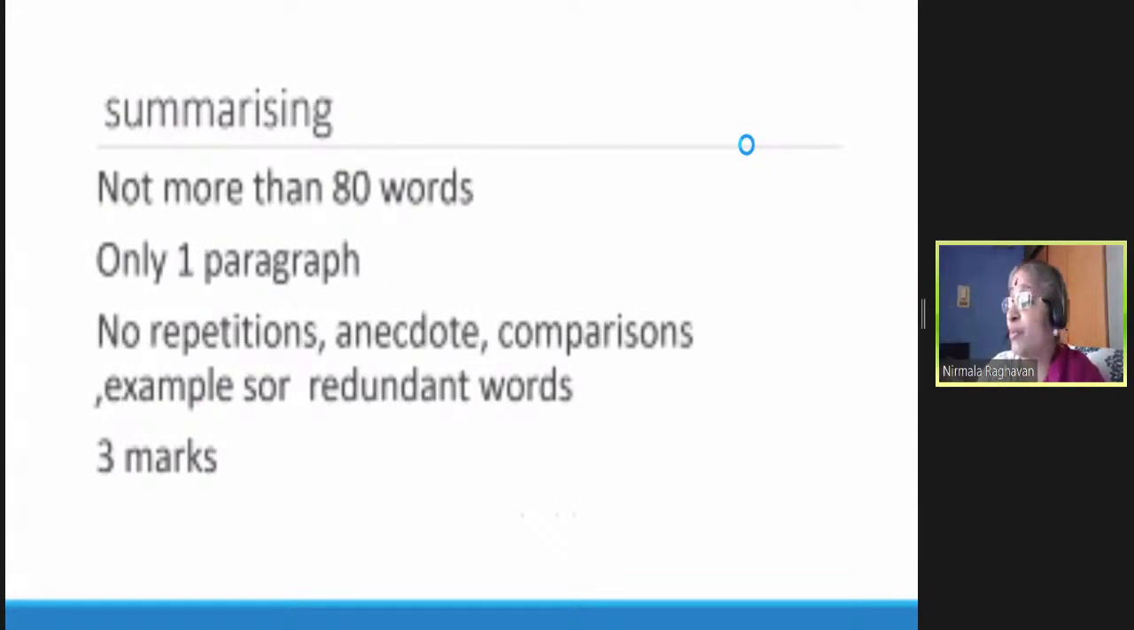Okay, how is the summary done? It's 25% of the original passage. Only one paragraph. You don't write several paragraphs. No repetitions, no anecdotes, no comparisons, no examples or redundant words. When I say redundant words, I mean unnecessary words. And that's for 2 marks.